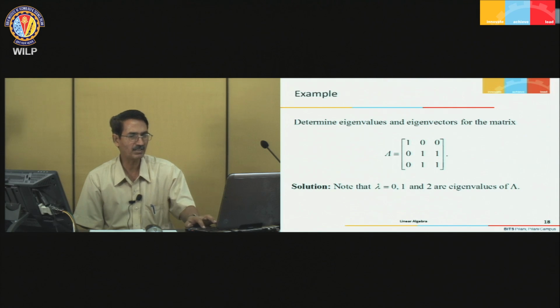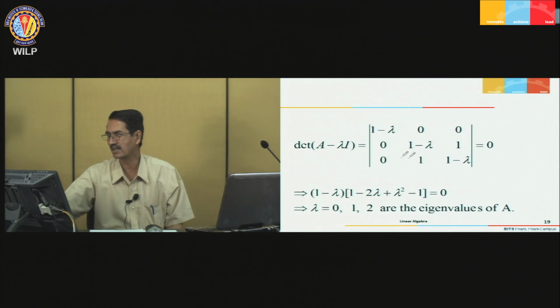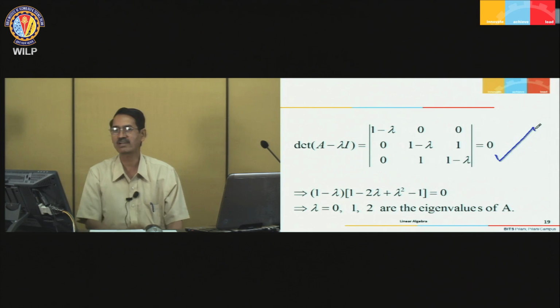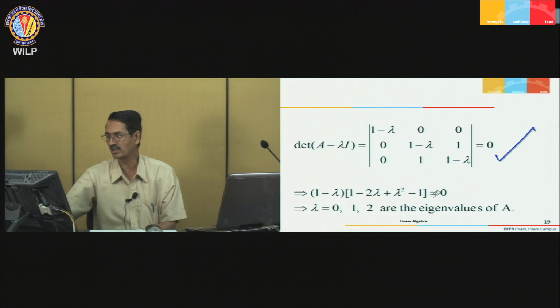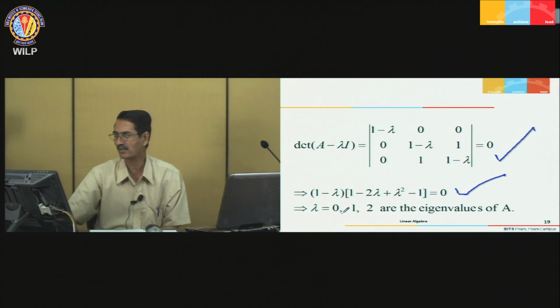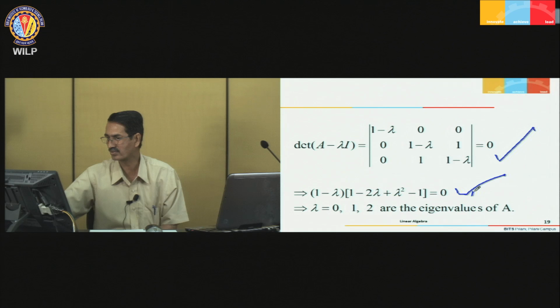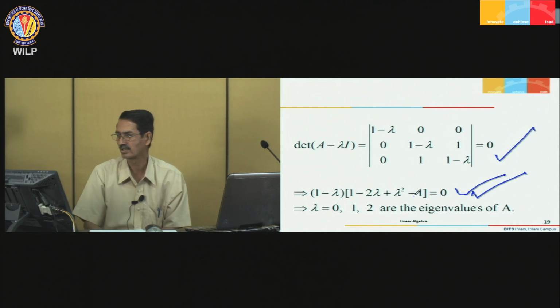And what is determinant of A minus lambda I? This is your determinant of A minus lambda I. From the diagonal elements, subtract lambda, and this is equal to 0. This is our characteristic equation. A is a matrix of order 3 by 3, therefore you are going to get a polynomial of degree 3. So, look here at determinant, 1 minus lambda into this quantity. So, see from here that lambda equals 0, lambda equals 1, lambda equals 2 are the roots of this characteristic equation, and therefore these are the eigenvalues of the matrix A.